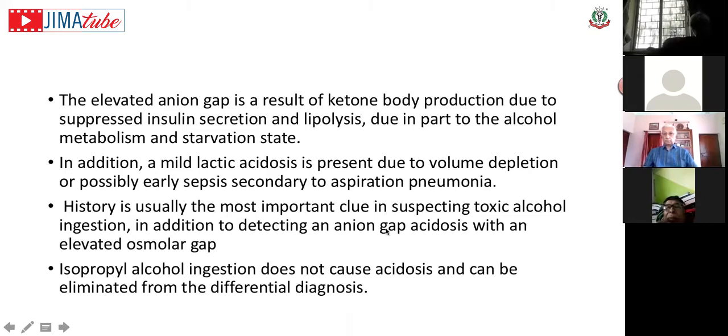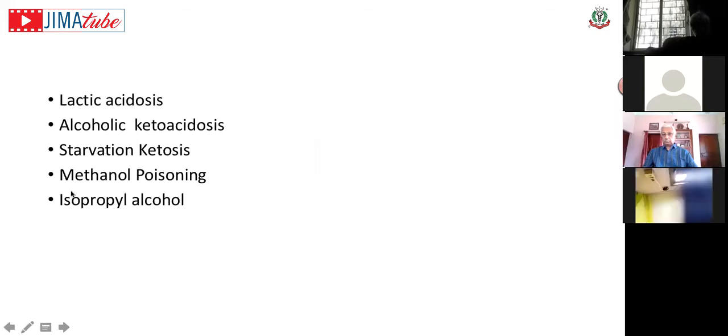History is very important to know toxic alcohol ingestion, and there will be elevated osmolar gap. This is a very key exam question. They will give you isopropyl alcohol. It does not cause acidosis. You see, isopropyl alcohol does not cause metabolic acidosis as opposed to methanol, or as opposed to ethylene glycol, as opposed to ethanol. Why is that?